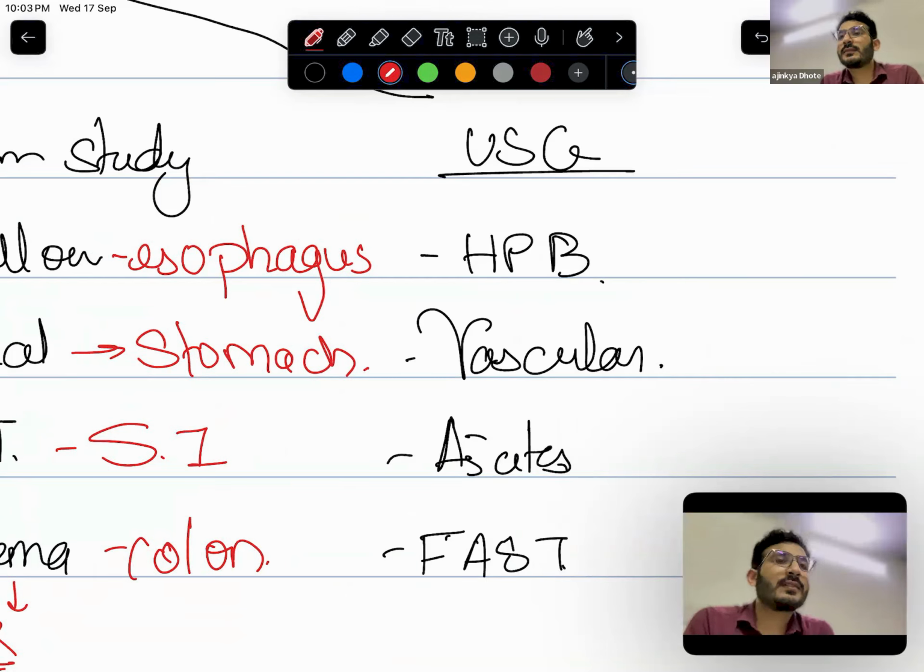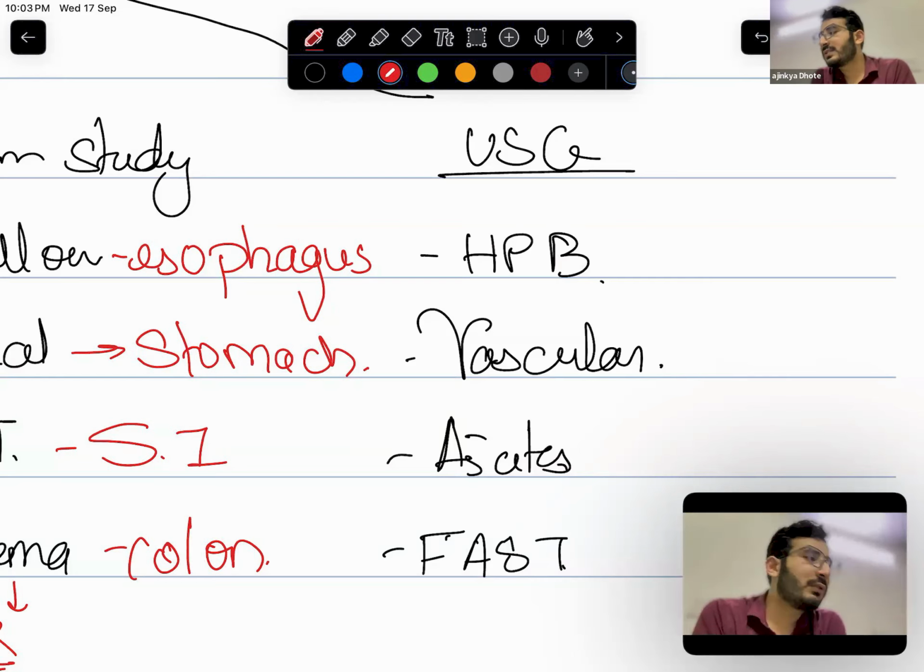Now USG is very good for your hepatopancreaticobiliary conditions. It's good to visualize lesions in the liver. Obviously CT and MRI are better, but USG can give you a basic idea. USG is much better for your gallbladder pathologies as compared to your CT or MR at many times. Cholestasis and all can be better diagnosed with USG at times. So only USG you can rely on for the gallbladder conditions. Obviously for the extent and staging, if it's a malignant condition, you have to do a CT.